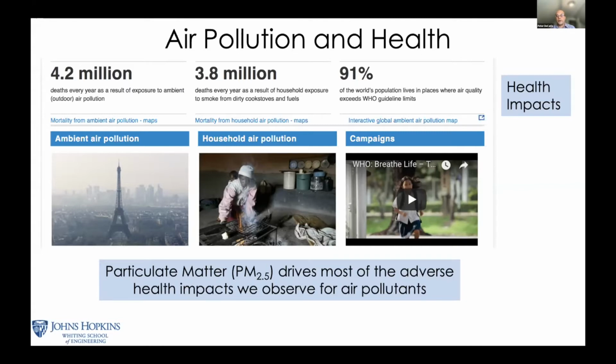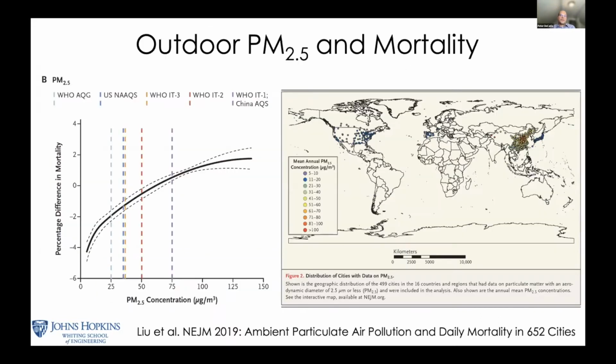And again, PM2.5, or particulate matter that's less than 2.5 microns in diameter, drives most of the adverse health impacts that we observe for air pollutants. It's also what was just talked about in the previous panel, what's modifying cloud properties and has some indirect and direct effects on the radiative balance of the Earth's climate system. I'm going to step through a couple points before we get to some of the more data heavy aspects of our discussion. A recent paper in 2019 took PM2.5 annual concentration data for 652 cities and developed a curve to indicate the percentage difference in mortality based on PM2.5 concentration.